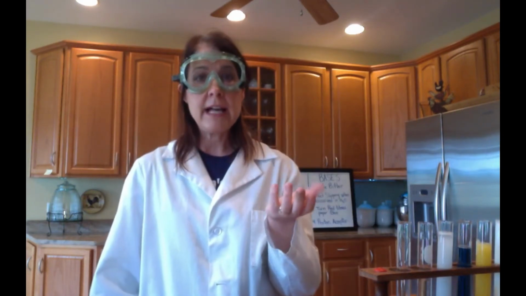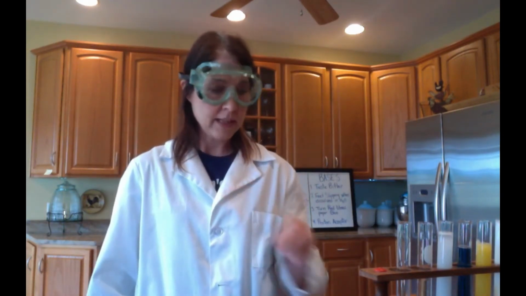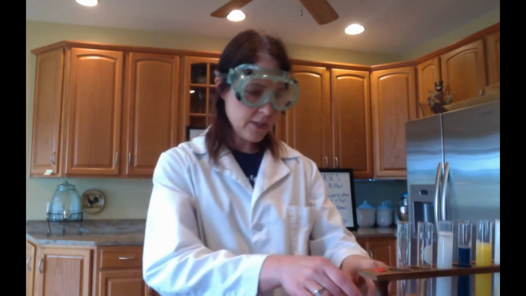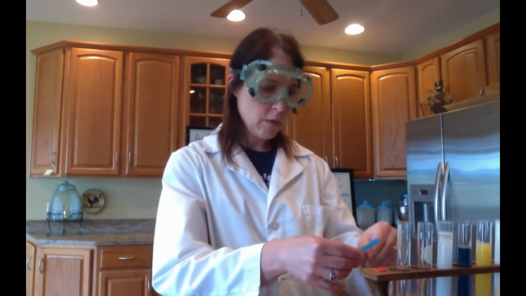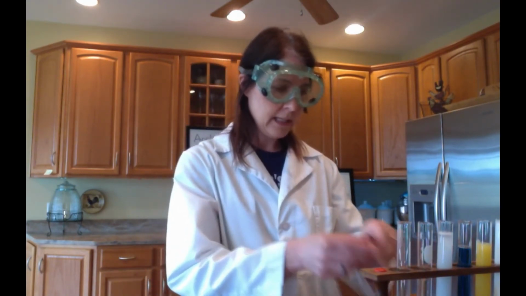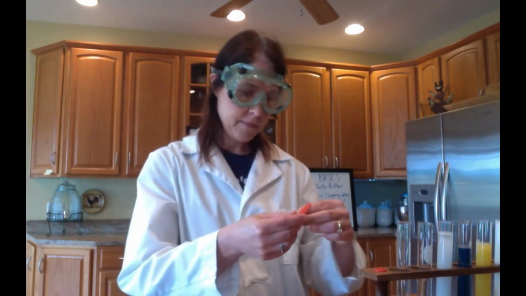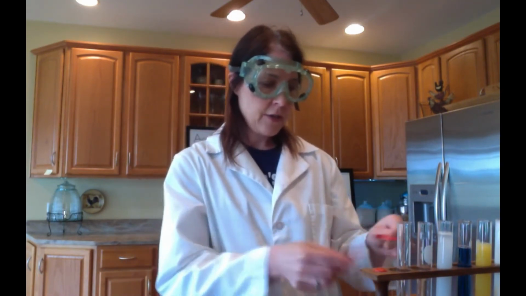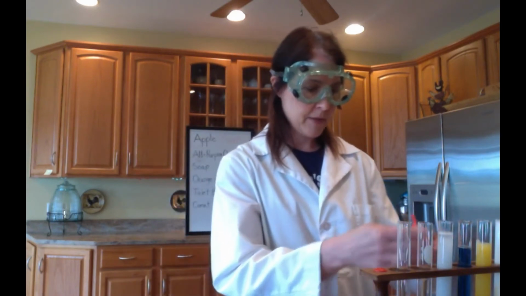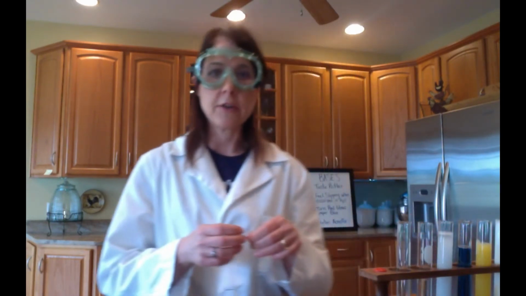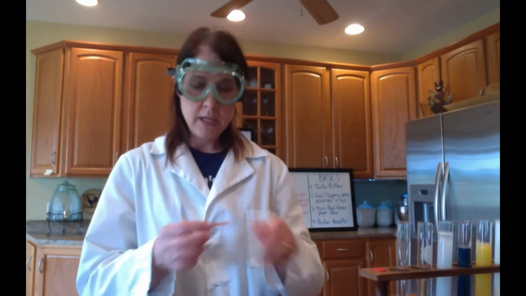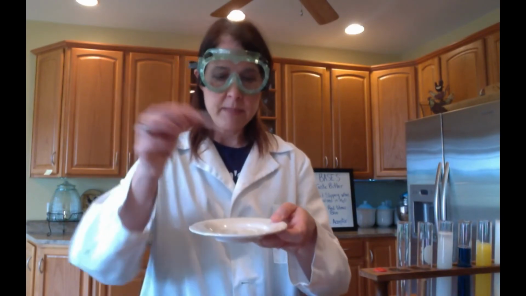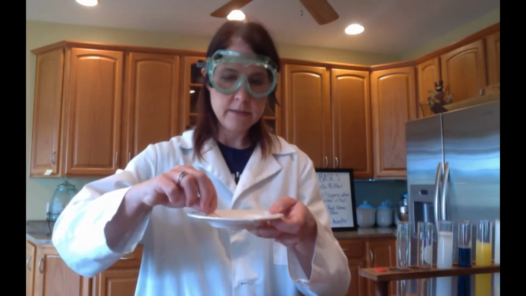Let me go ahead and confirm my guess with litmus paper. So if I take red litmus paper, we know that a base turns red litmus paper what color? Blue. So I'm going to take my red litmus paper, and I'm going to set it in there.